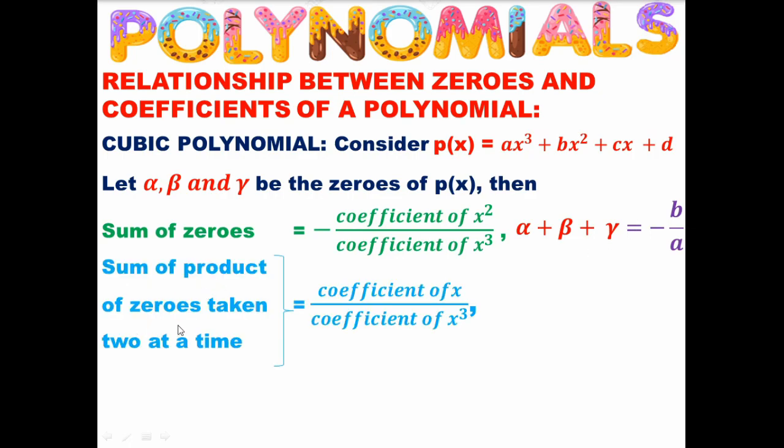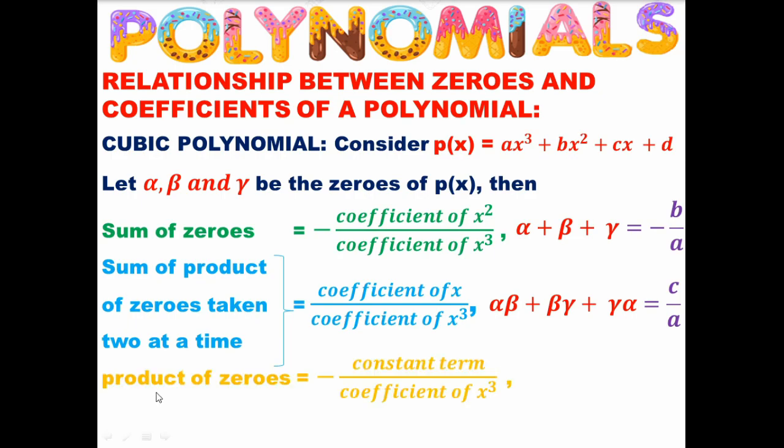Sum of product of zeros taken 2 at a time is coefficient of x by coefficient of x cube. Product of zeros taken 2 at a time means it is alpha into beta plus beta into gamma plus gamma into alpha. That's what we are going to find. So, alpha beta plus beta gamma plus gamma alpha is equal to coefficient of x, which is c, and coefficient of x cube is a. That's equal to c by a, the next relation. And then we have the final one, the product of zeros. The product of zeros is minus constant term by coefficient of x cube. That is alpha beta gamma equal to, constant term is d, so minus d by a.